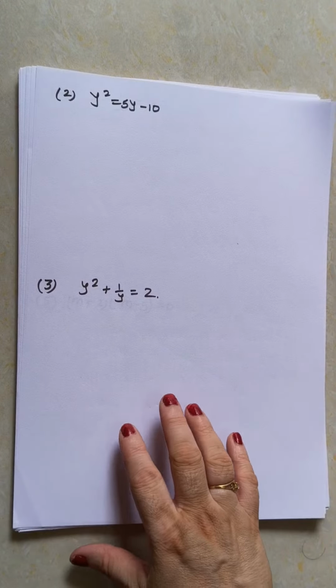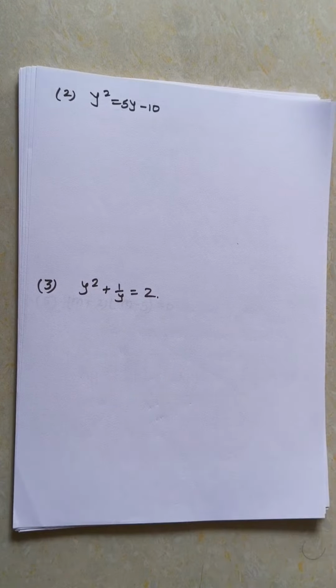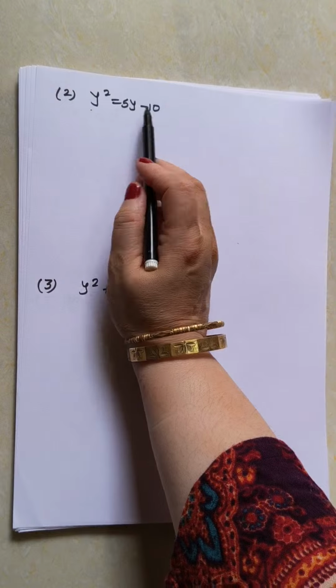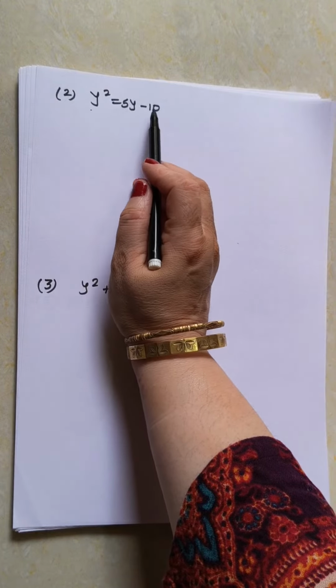Okay, so we are on the second one. Good, Geet. So what is that? That is y square is equal to 5y minus 10. First of all, we have to write it in standard form.